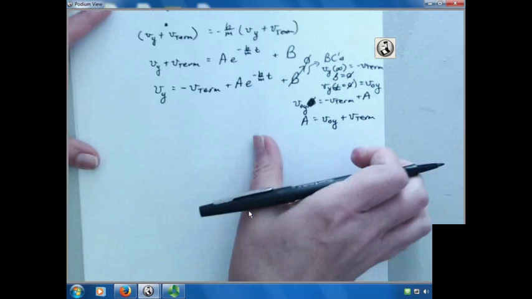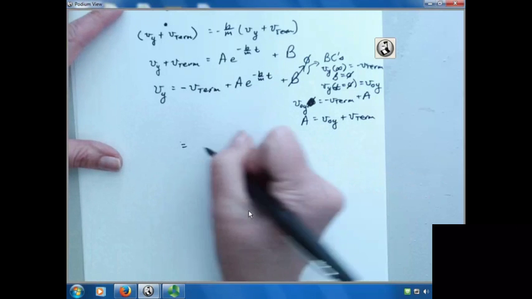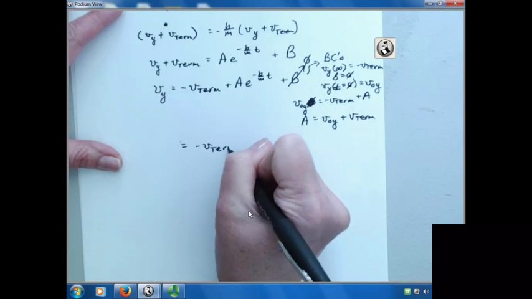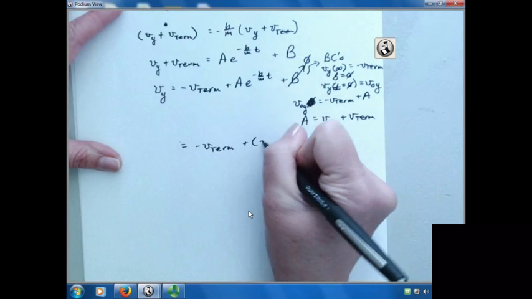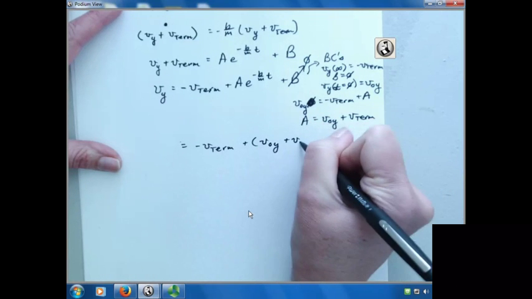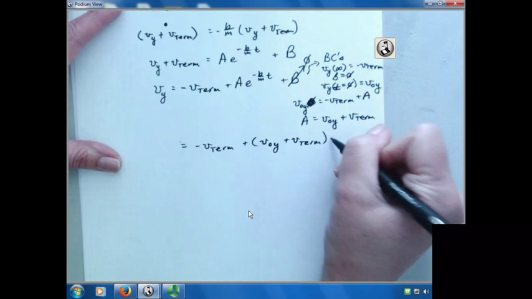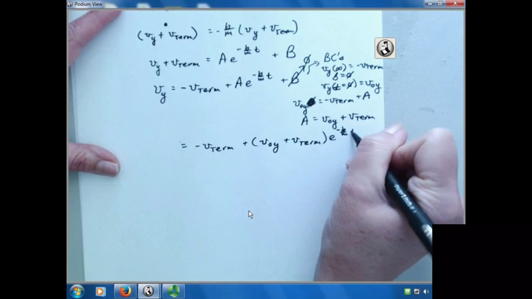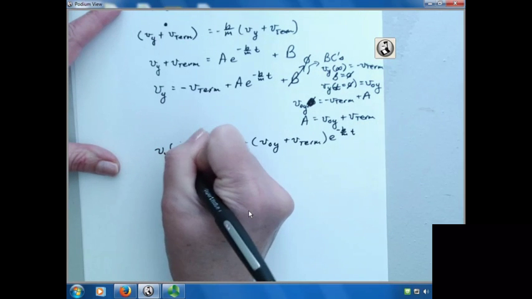I'm going to plug that in. I'm going to keep you guys for an extra minute. I get minus v term plus v naught y plus v term, e to the minus b over m t. And that's Vy as a function of time.